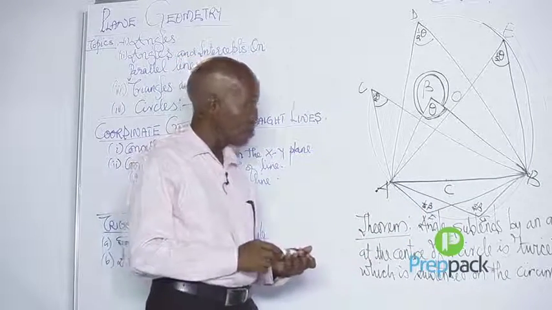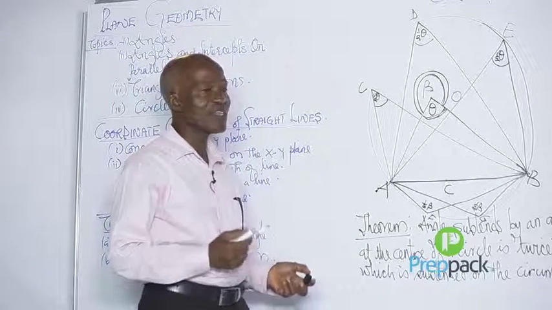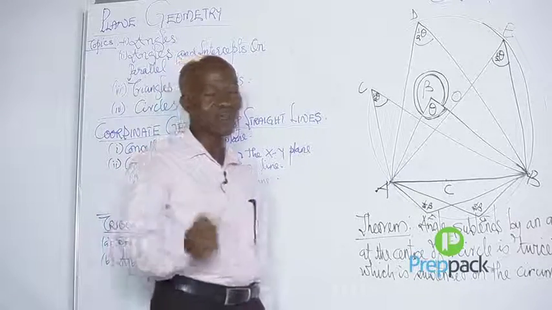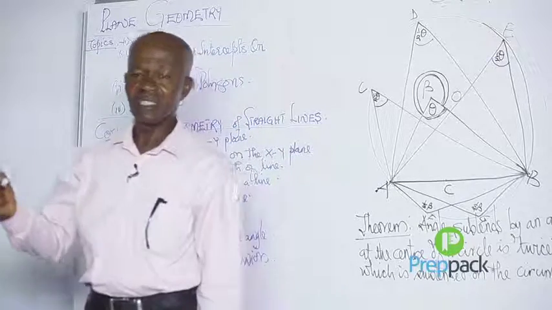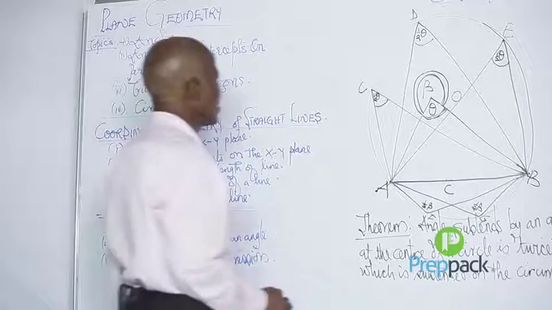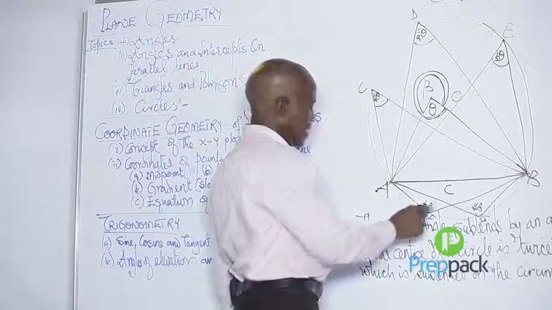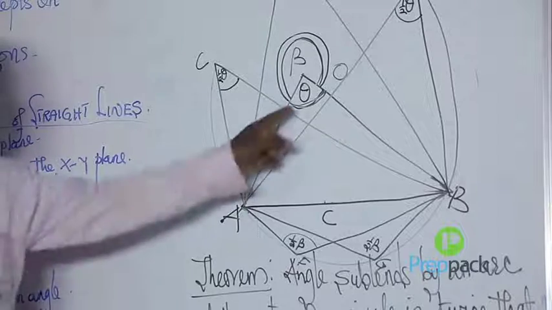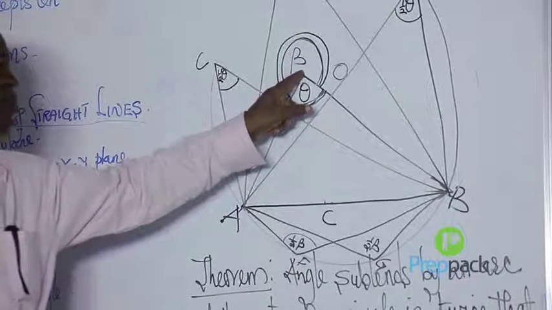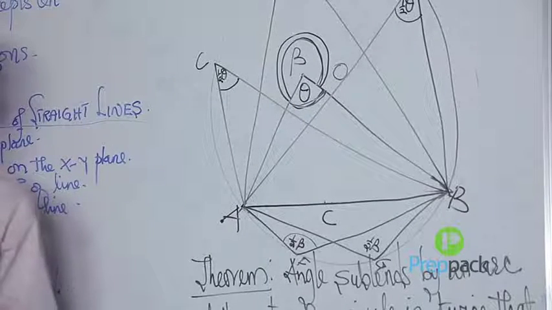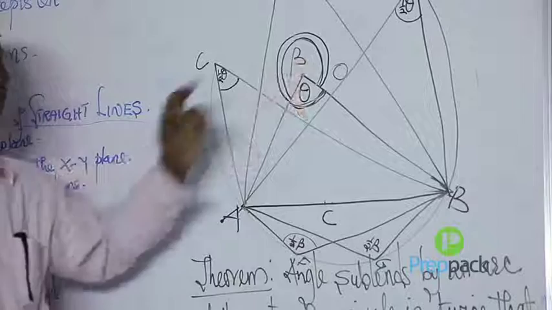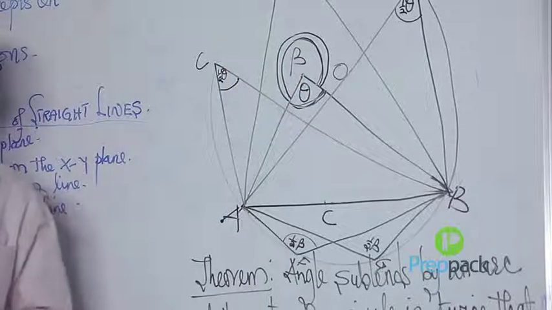But look at one thing. Here's another theorem. Angles in opposite segments are supplementary. Meaning that this angle here and that angle there add up to 180. And this is simple. It can be shown. If theta and beta are angles at a point, which is 360, and any other one subtended at the circumference is half of it, half of 360 is 180.